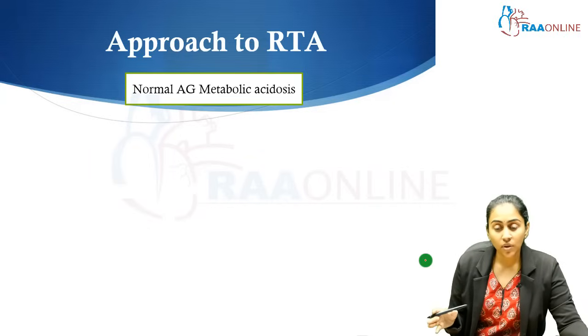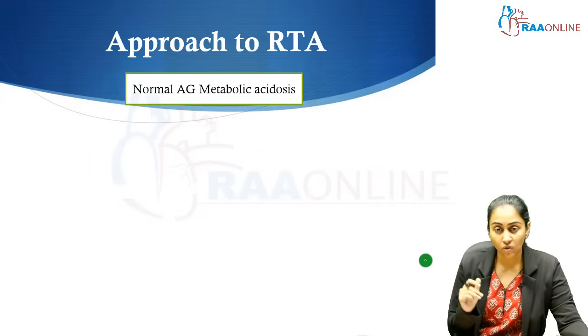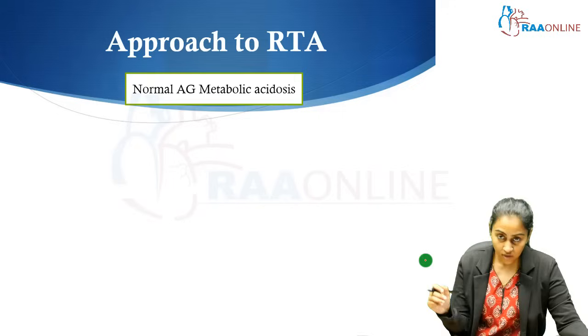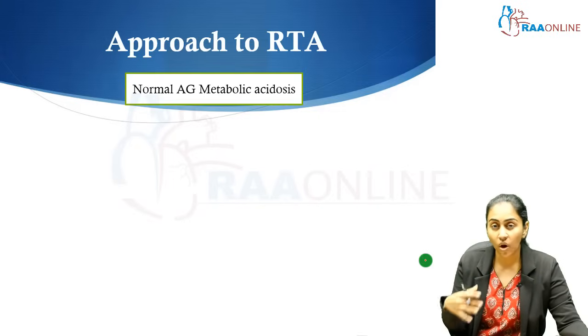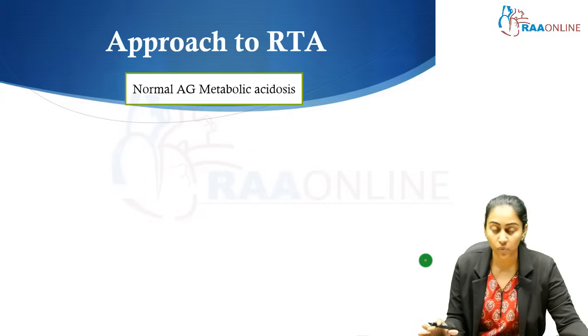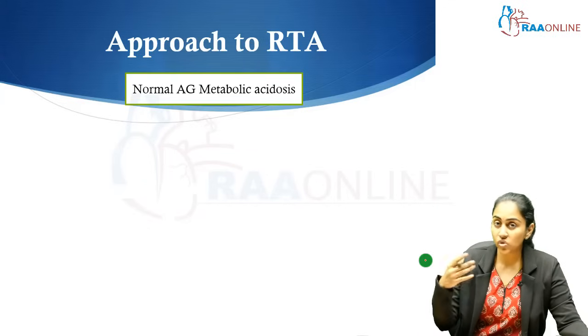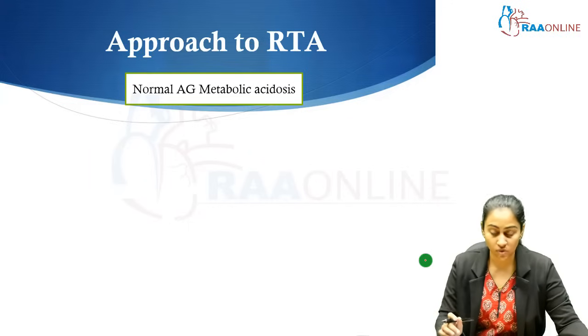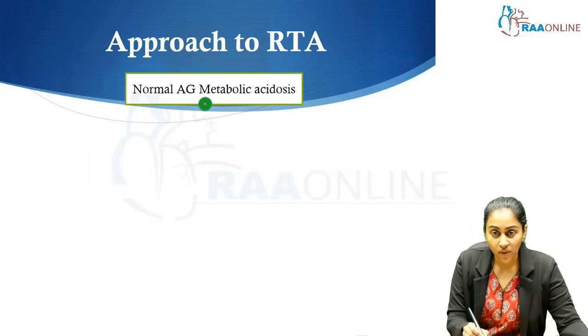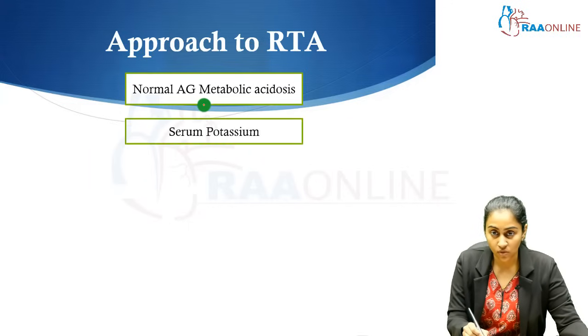And what are the important causes of normal anion gap metabolic acidosis? The renal cause is going to be renal tubular acidosis. The extrarenal cause is going to be chronic diarrhea or chronic laxative abuse. That is going to result in GI washout of bicarbonate, resulting in a normal anion gap metabolic acidosis. So usually what do you do when you have a normal anion gap metabolic acidosis? You do a urine anion gap.